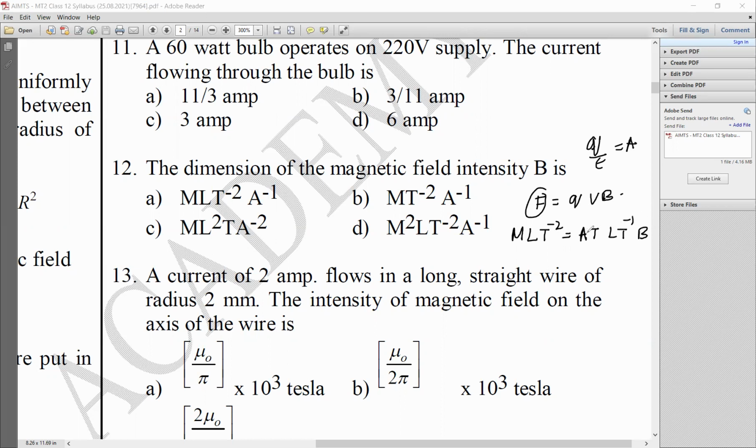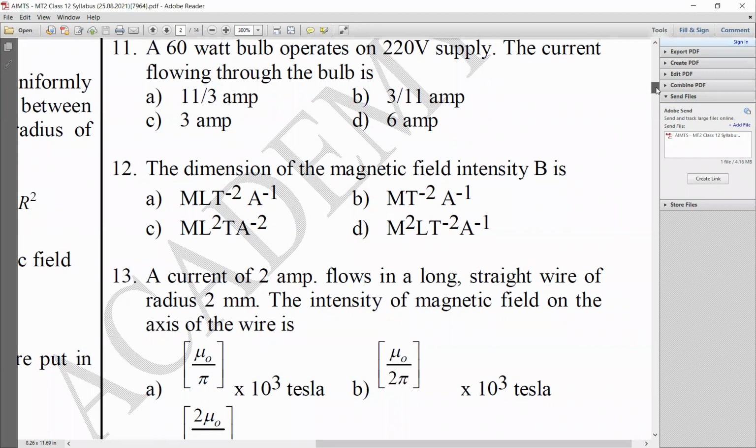This is B. So M, this becomes L, T minus 2, A minus 1. L here, T plus T minus T will get cancelled. L will also get cancelled. So M, A minus 1, T minus 2. Clear?